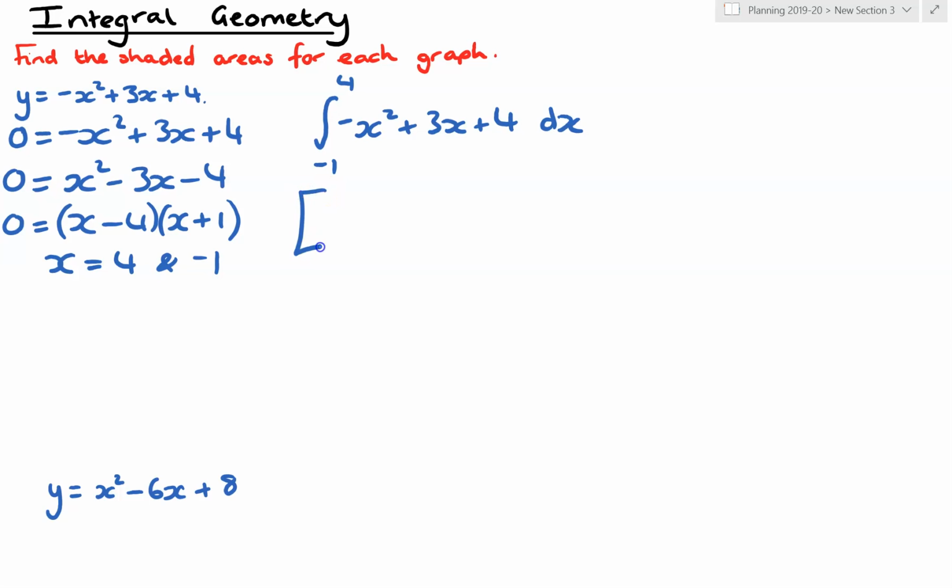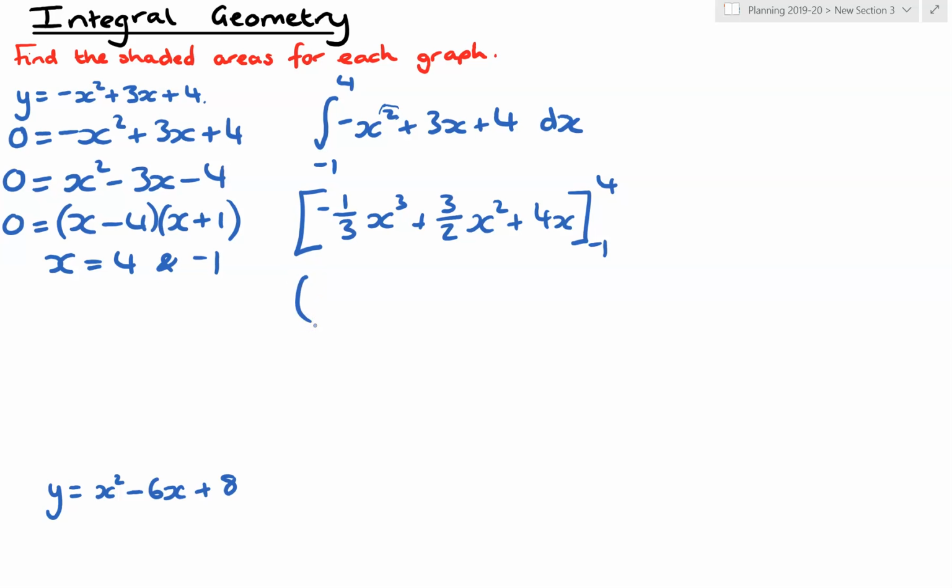Anywho, we integrate, we add 1 to the power, so that becomes 3, and divide by it. It's -1/3 x cubed. Second term, add 1 to the power becomes a 2, divide by it becomes 3/2 x squared, and add 1 to the power on the 4 becomes a 4x. Now that means I'm going to substitute 4 and -1 into there.